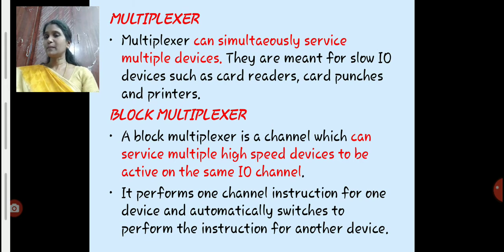And the third type of IO channel is block multiplexer. Now, a block multiplexer is a channel which can serve multiple high-speed devices to be active in the same IO channel. So this is the biggest advantage of block multiplexer, right? It performs one channel instruction for one device and automatically switches to perform the instruction for another device. So this is how the block multiplexer will operate.